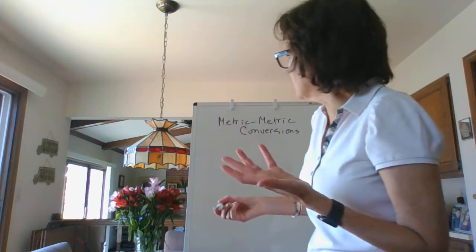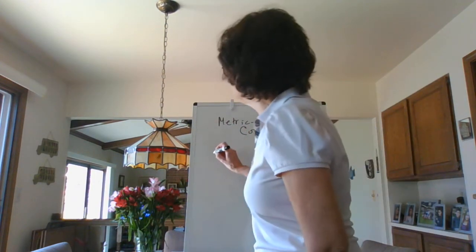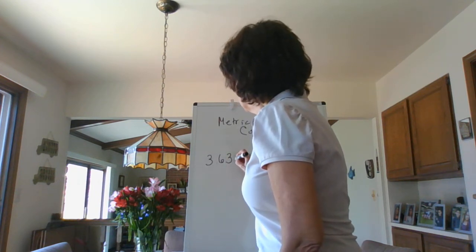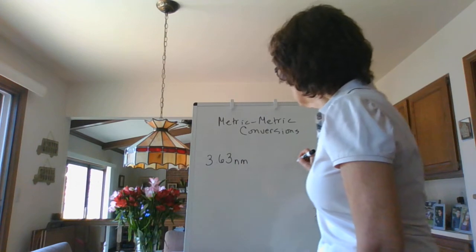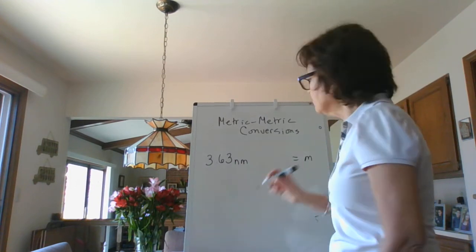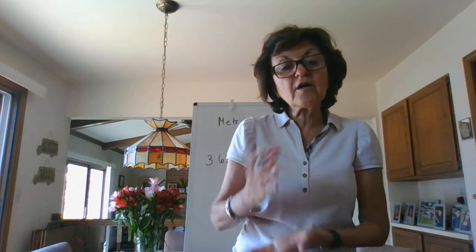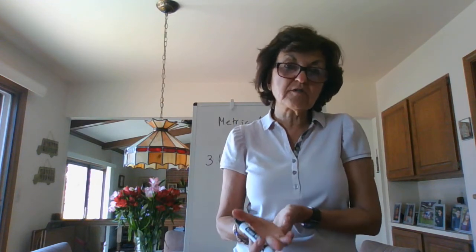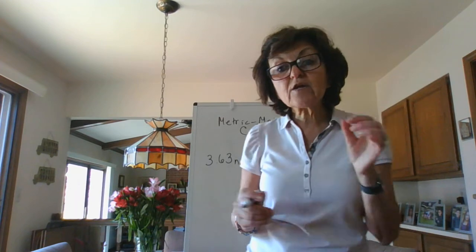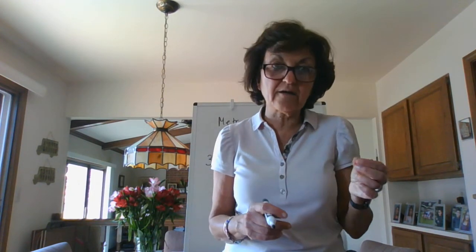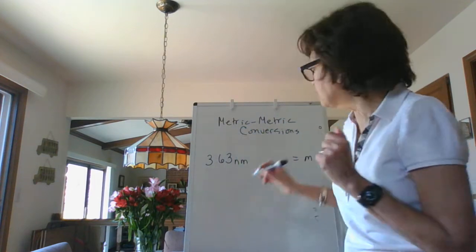So let's say I have 3.63 nanometers, and I want to convert it to meters. How do I do that? Well, we need a conversion factor that will relate nanometers to meters. All right, we already know that the word nano means 10 to the minus 9. So this is what we set up.